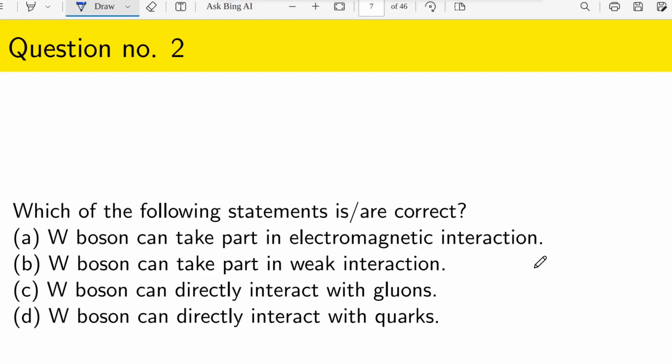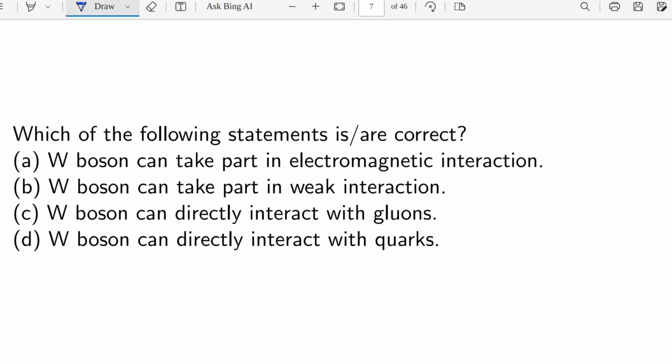So which of the following statements is or are correct? First one is W boson can take part in electromagnetic interaction. W boson can take part in weak interactions. W boson can directly interact with gluons, and W boson can directly interact with quarks. You can see that these four options are exactly the same as in the previous question. So basically we are asking about which interaction the W boson can take part in. That is the main question.